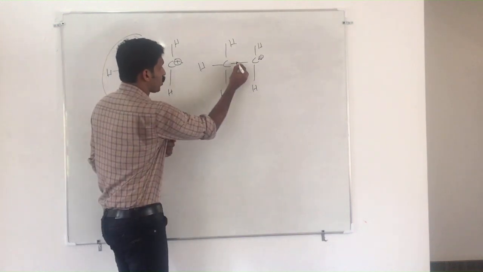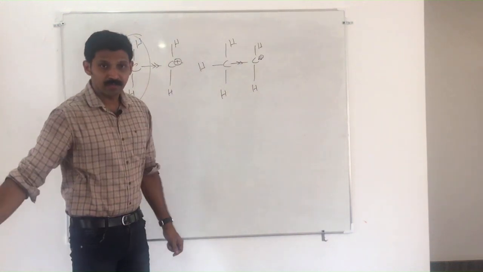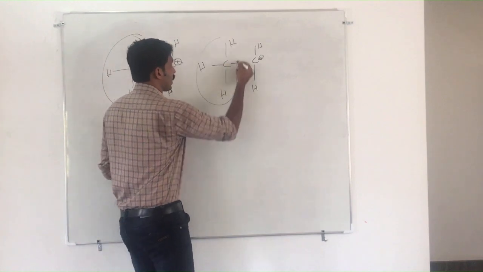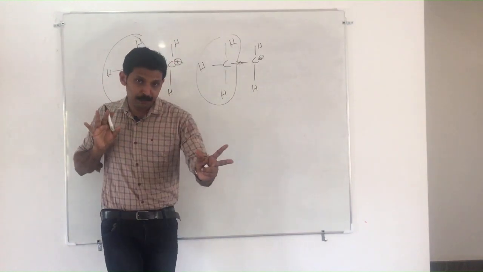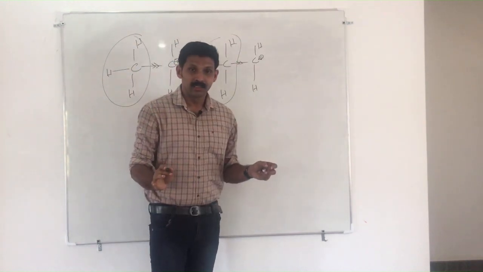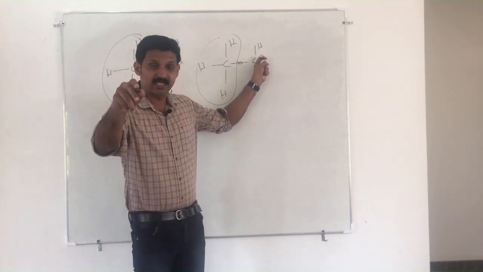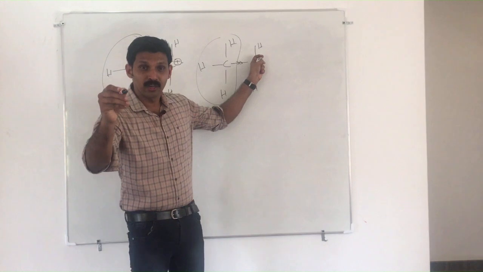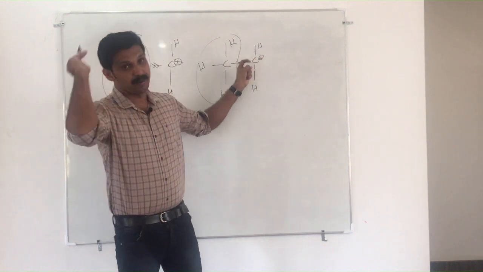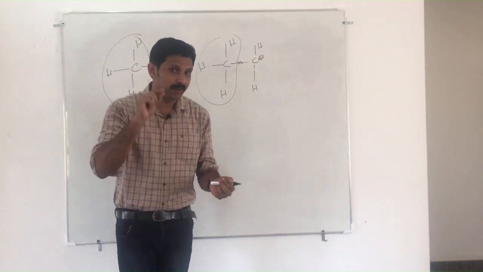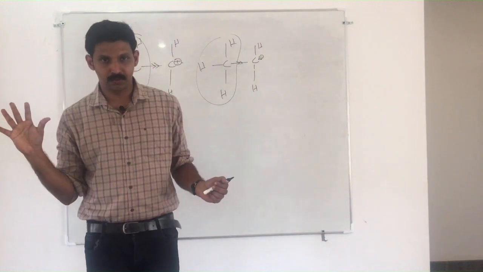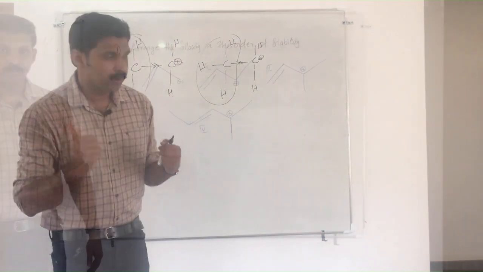But in this case, the CH3 group also has a plus I effect, so electrons will be pushed to this carbon. Therefore, the intensity of the negative charge increases. That means the molecule gets destabilized. Keep that point in mind while doing the problems, right? Now we can go to the problems.